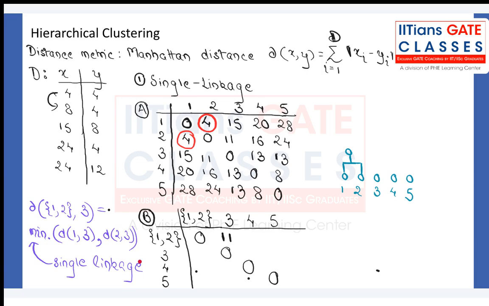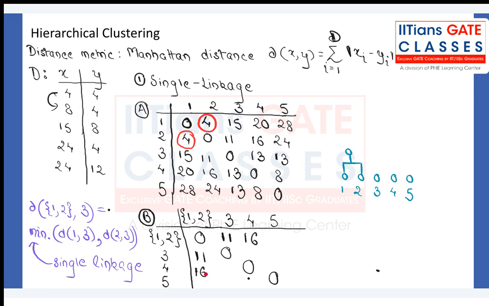I encourage you to calculate the others on your own. So this will also be 11. Now the distance from 1,2 to 4: the distance between 1 and 4 is 20, and between 2 and 4 is 16. Who is the minimum? The minimum is 16.